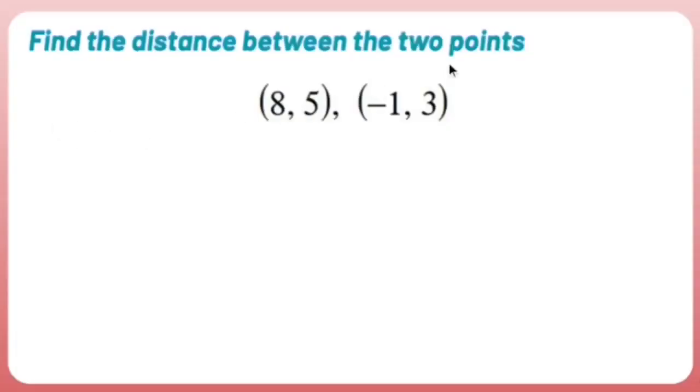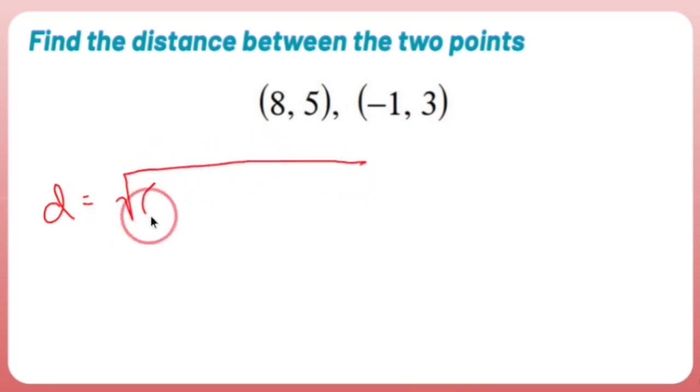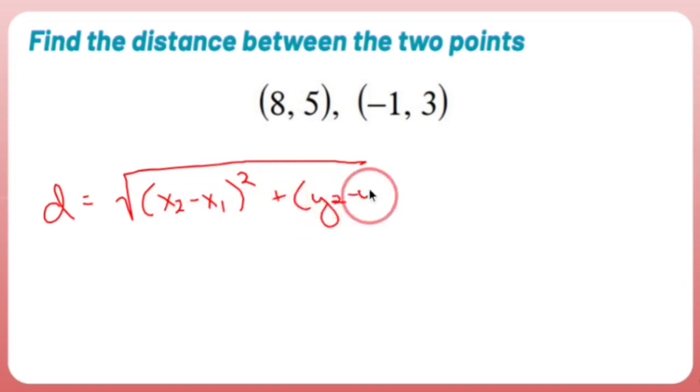Find the distance between the 2 points 8, 5 and negative 1, 3. Now, I could graph that and do what I did in a previous video and make a right triangle, but I ain't. I'm going to use what's called the distance formula. The distance formula says I'm going to take a big square root. I'm going to do in one square root x sub 2 minus x sub 1, square it. I'm going to add y sub 2 minus y sub 1, square that.